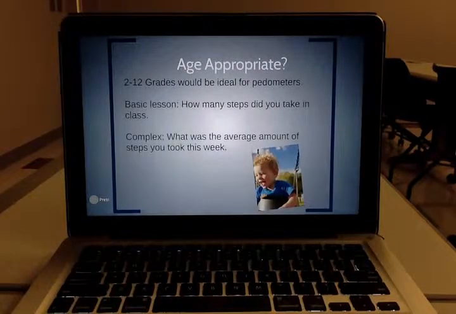Are they age appropriate? We said from grades 2 to 12, they would be ideal for pedometers because that's about when you can understand what you're doing at the second grade level and just understand how to count your steps. A basic lesson you could do would be how many steps did you take during the class? And a complex lesson that you'd use for high schoolers would be what was the average amount of steps you took this week?